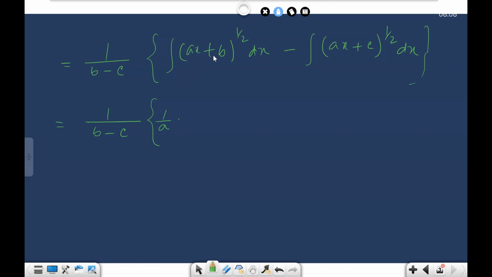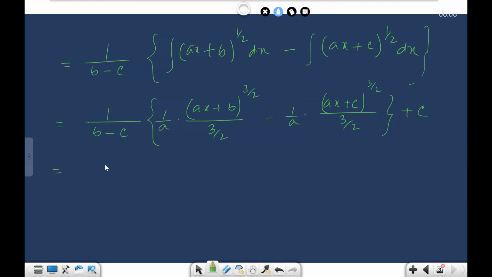Now this term can be considered as x to the power half, and the integral of x to the power half is obviously this one, to the power half plus 1 will be equal to 3 by 2, divided by 3 by 2, then minus, here the coefficient is also a, so I take 1 by a, and then this term is ax plus c whole to the power 3 by 2 and divided by 3 by 2. Integration is completed, so the constant of integration c is given.